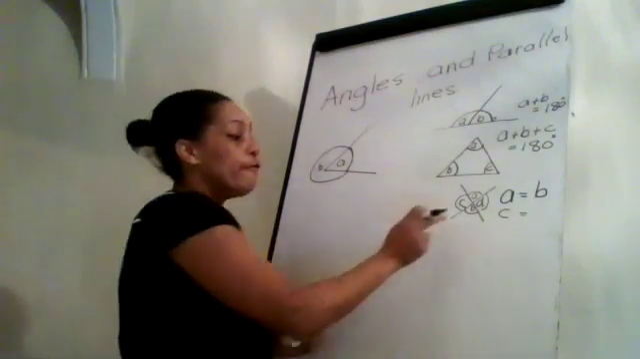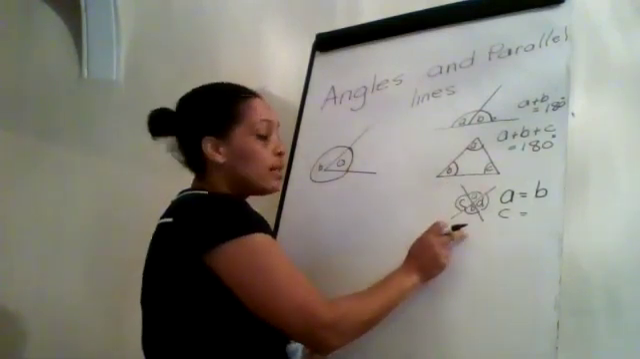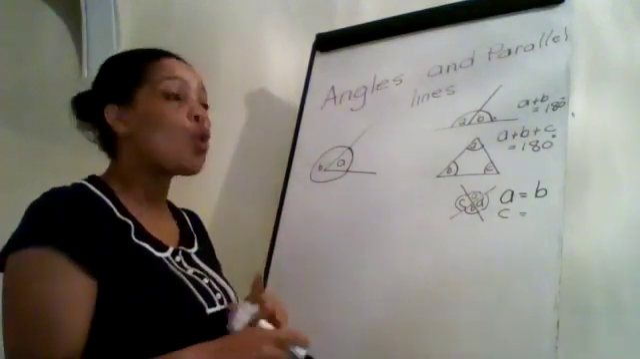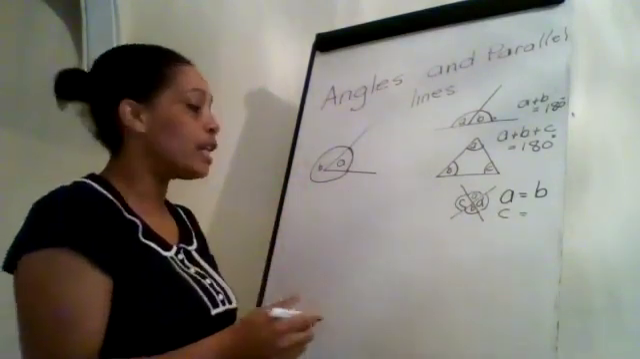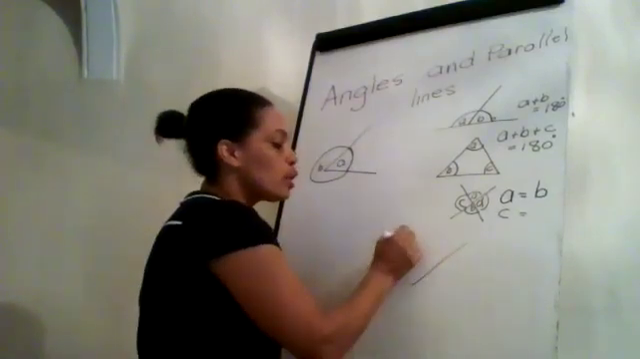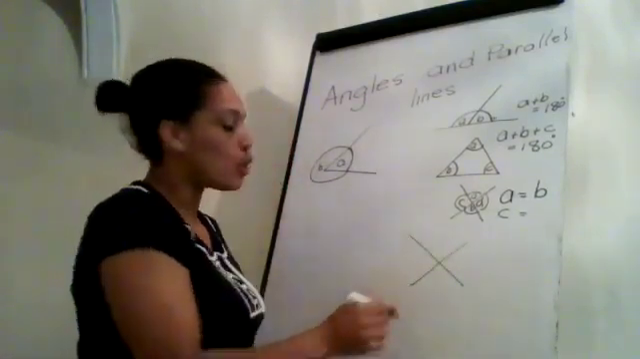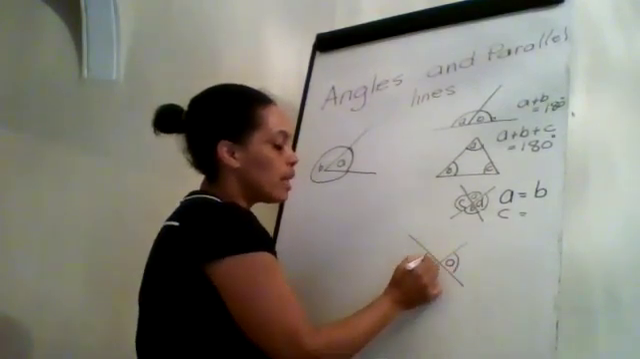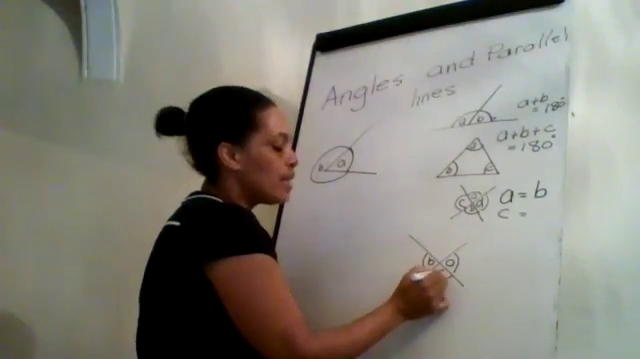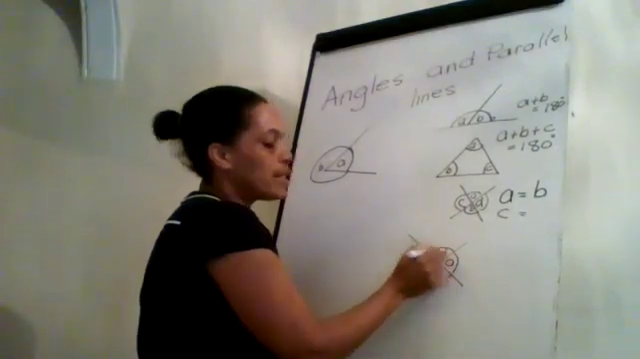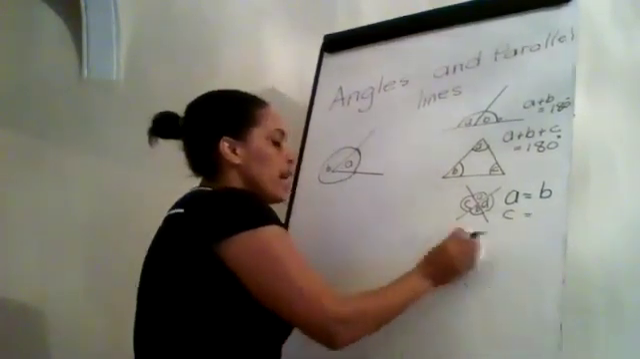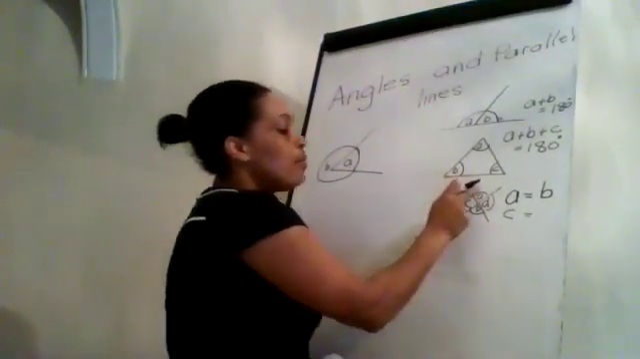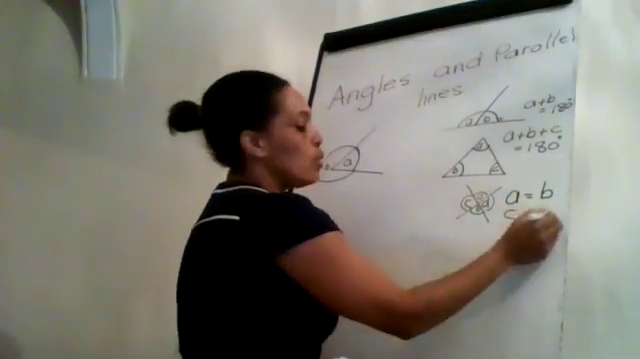Also, that vertically opposite angles are equal. Two angles are vertically opposite, or we can get vertically opposite angles, when two lines cross. Wherever two lines cross, we will have vertically opposite angles. So this angle will be vertically opposite to this angle, and this angle will be vertically opposite to this angle. So what we know then is that vertically opposite angles are equal. So A would be equal to B, and C would be equal to D.